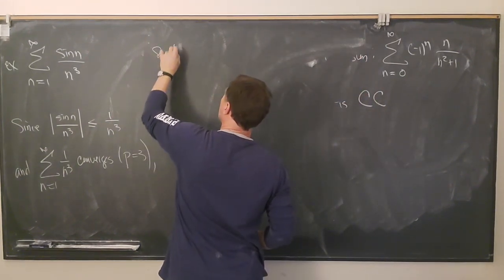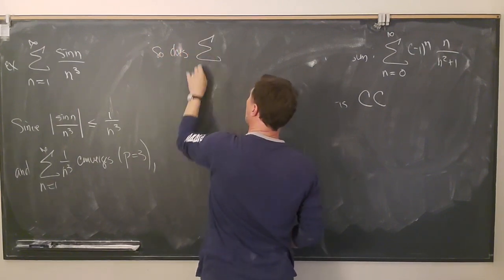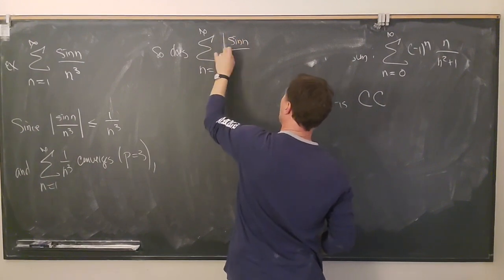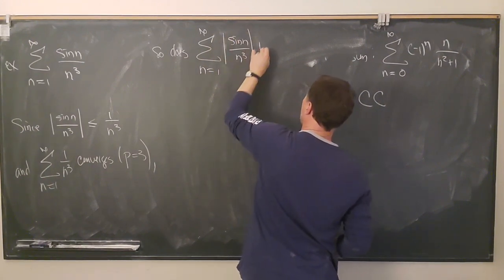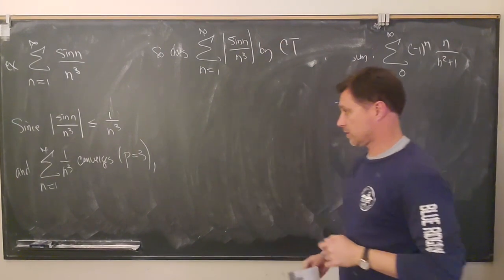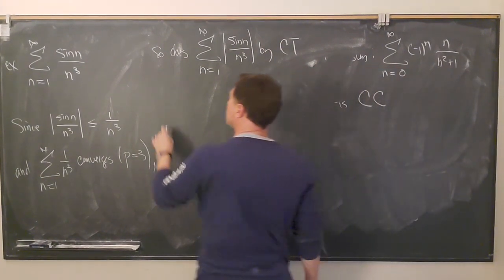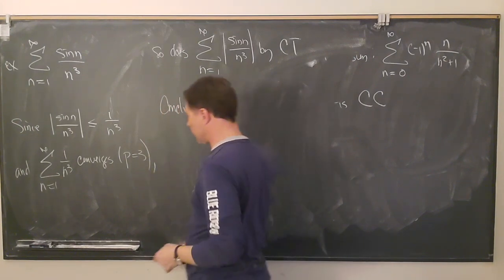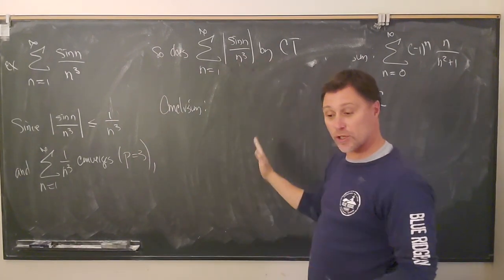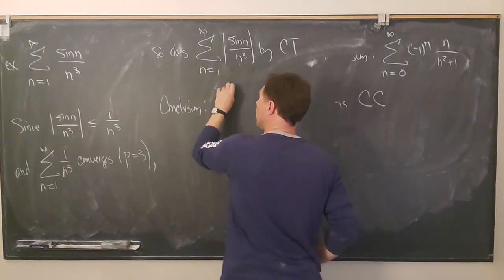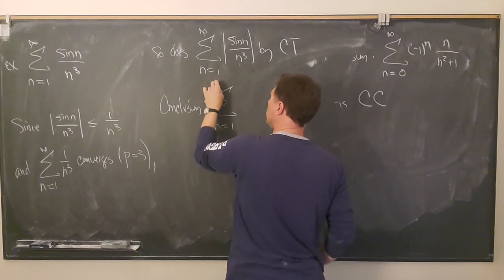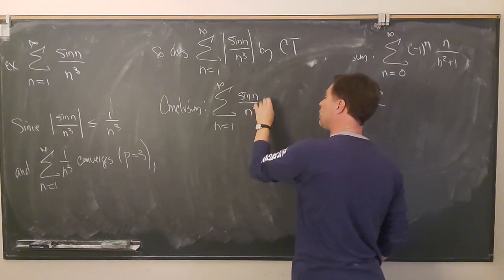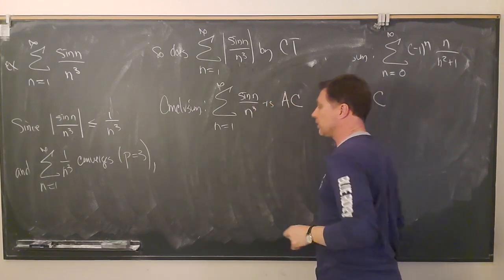So does the sum from n equals 1 to infinity of the absolute value of sine of n over n cubed. What did I use here? I used the comparison test. And so our conclusion then: the series where we put absolute value bars around it converges. So the original series, sine n over n cubed, is absolutely convergent.